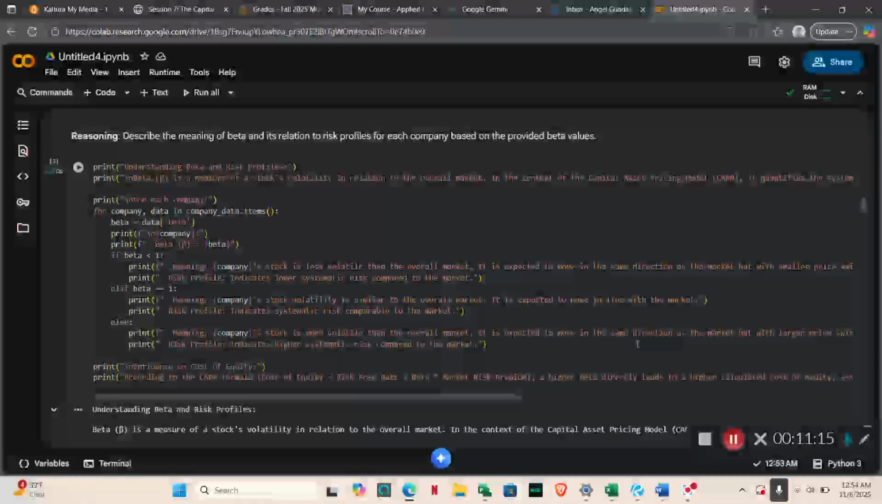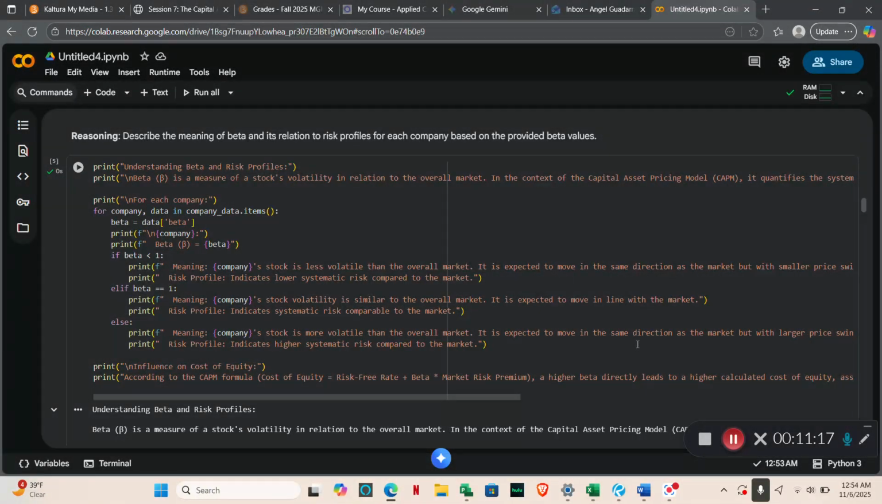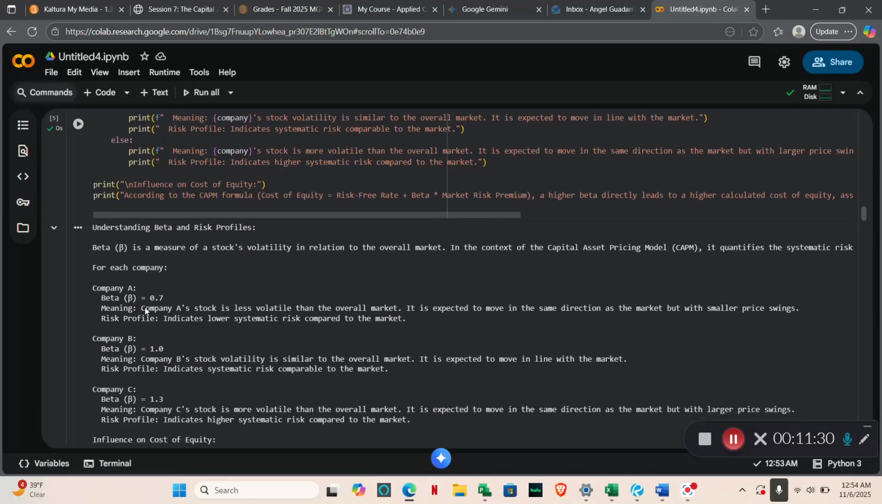A beta below one means the company's stock is less volatile than the overall market. It is expected to move in the same direction as the market, but with smaller price swings. The risk profile indicates lower systematic risk compared to the market, and so on and so forth. So beta is a measure of a stock's volatility in relation to the overall market, as I mentioned, in the context of CAPM.